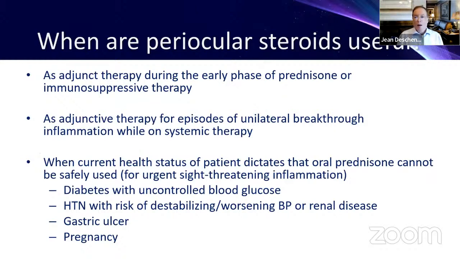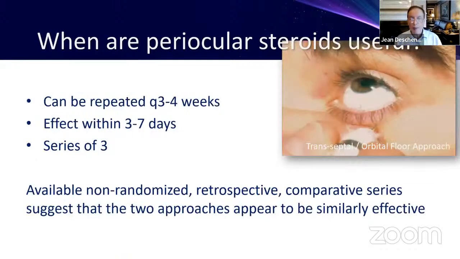Now, when are periocular steroids useful? As an adjunct in the early phase of oral prednisone or immunosuppressive therapy; as an adjunct therapy for episodes of unilateral breakthrough inflammation while on systemic therapy; or when the current health status of the patient dictates that prednisone cannot be safely used, such as diabetes with uncontrolled blood glucose, hypertension, renal disease, gastric ulcer, or pregnancy. So they're useful as an adjunct.